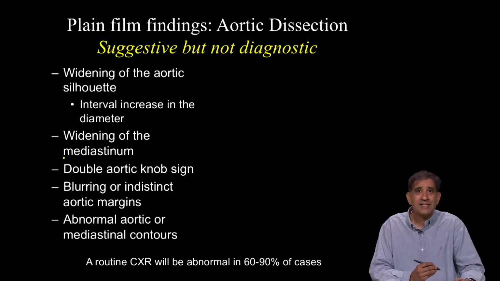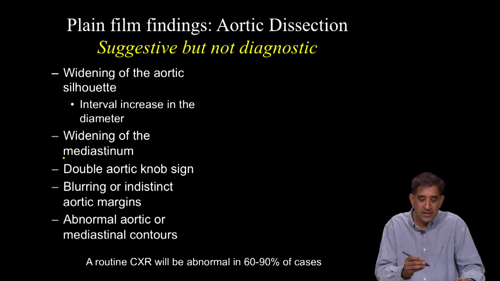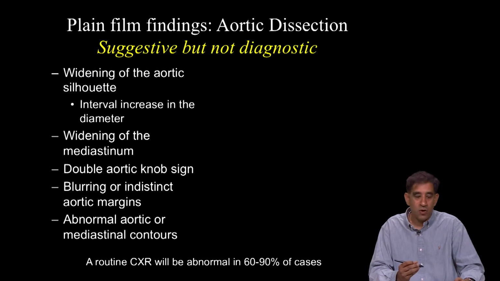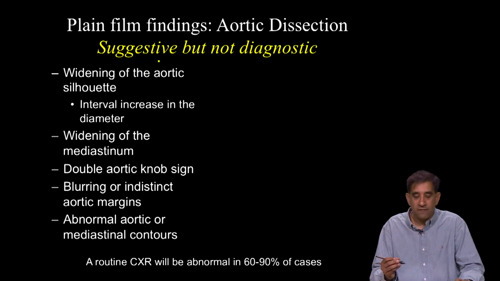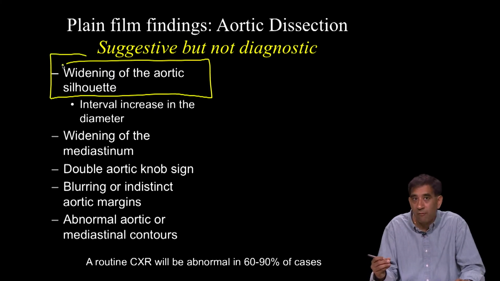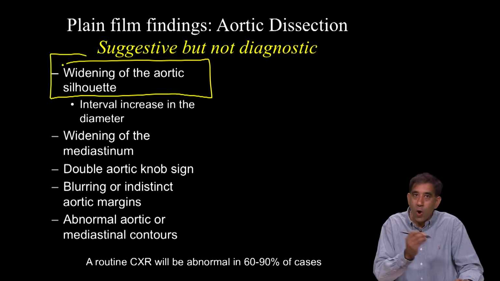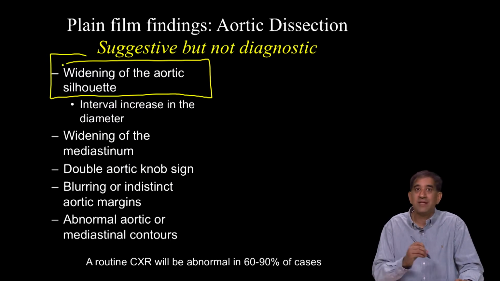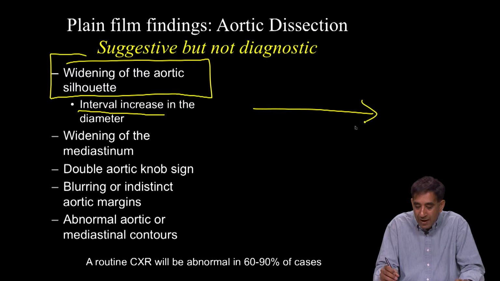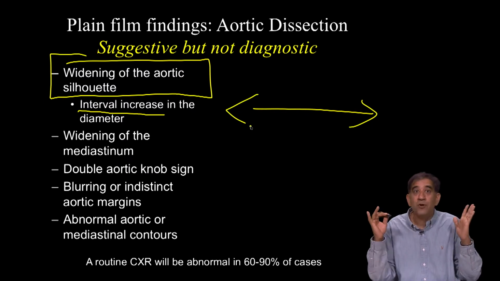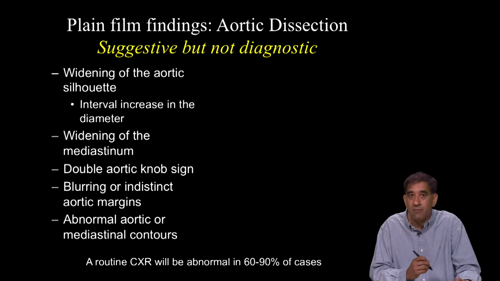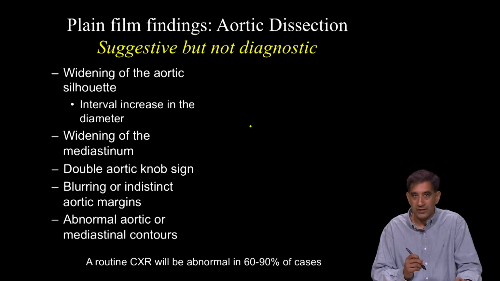So as you can see, when we're trying to make the diagnosis of aortic dissection on plain films, the findings tend to be suggestive but not diagnostic. And there's a lot of them. So let's go through them one by one. The first is going to be widening of the aortic silhouette. And this is especially helpful if you have 2 chest x-rays, one that was done before and one from the day of interest. And what you'll look for is an interval increase in the diameter of that aortic silhouette. So if the diameter is getting larger between the 2 chest x-rays that were taken at different time points, that's going to be a reason for concern.